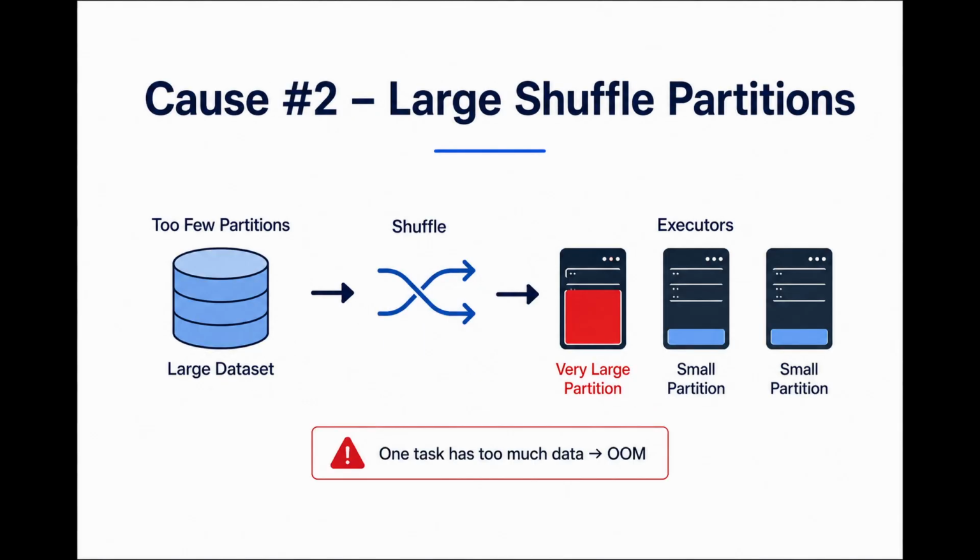The second reason is large shuffle partitions. Suppose you're joining hundreds of gigabytes of data, but only using a small number of shuffle partitions. Each partition becomes extremely large. Since one executor processes one partition at a time, that executor now needs to hold a massive amount of data in memory. Even with a balanced data set, oversized partitions can easily exhaust executor memory. Increasing the number of shuffle partitions, or repartitioning the dataset, creates smaller tasks that are much easier to process.